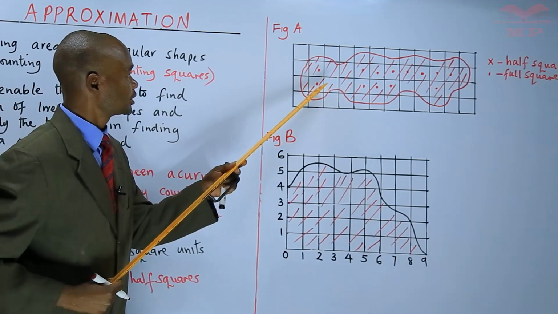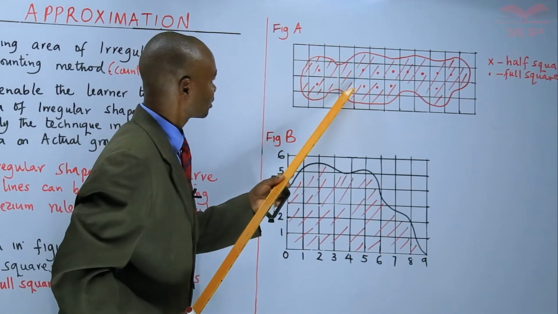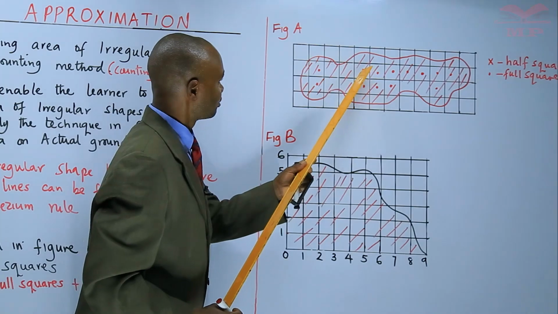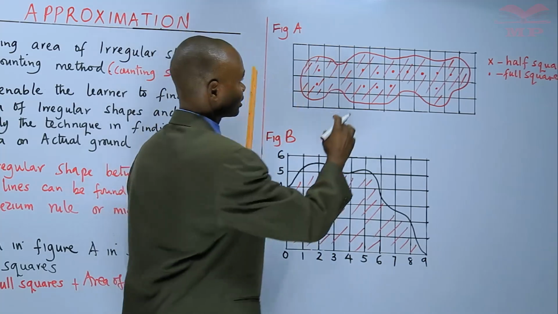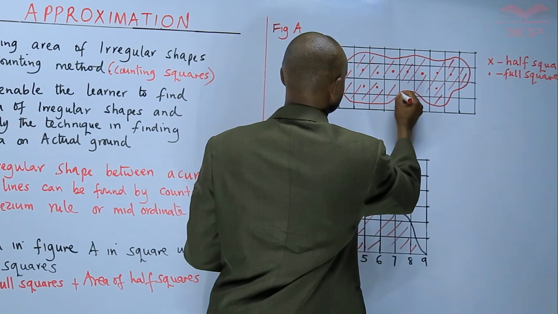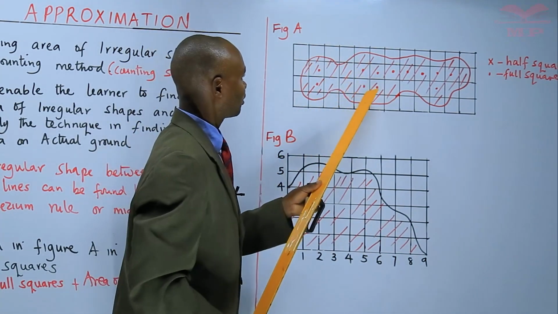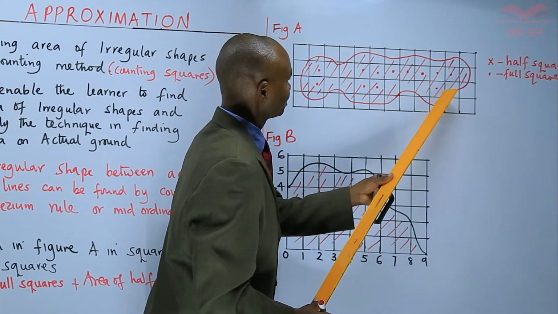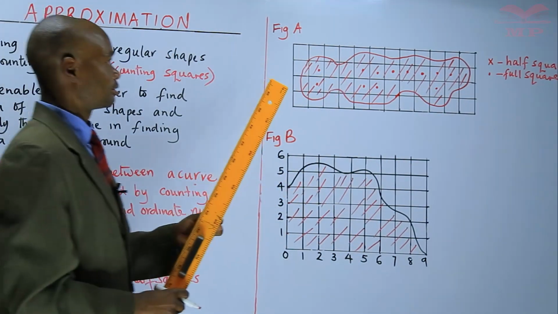Full squares, let's count. 1, 2. This one is not full because of that. So 1, 2, 3, 4, 5, 6, 7. This will not be counted as full because it is not exactly full. So we repeat: 1, 2, 3, 4, 5, 6, 7, 8, 9, 10, 11, and 12. So there are how many full squares?